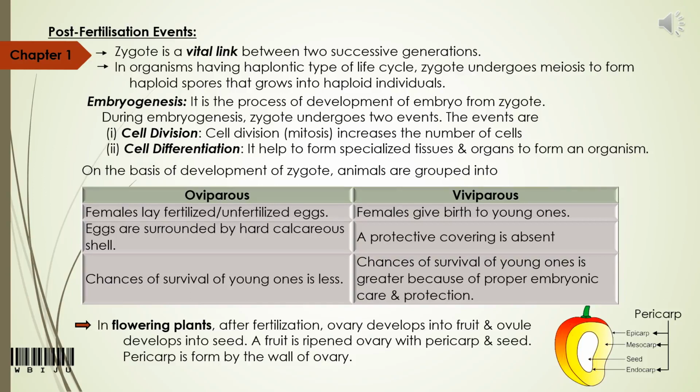Next, on the basis of development of the zygote, animals can be either viviparous or oviparous. So let's see the difference. When we say oviparous, here the animal will lay fertilized or unfertilized eggs. On the other side, viviparous animals give birth to young ones. In oviparous reptiles and birds, the fertilized eggs are covered by a hard calcareous shell. On the other side, in viviparous animals, this type of shell is absent.